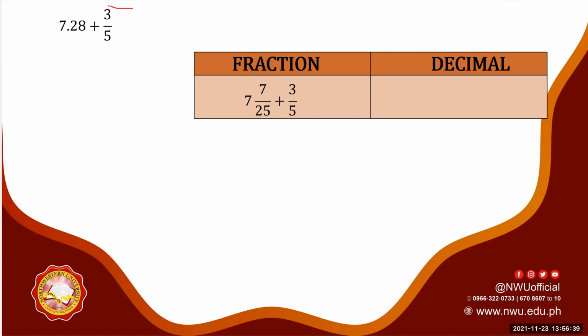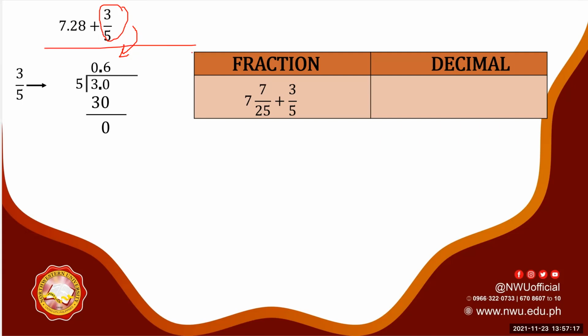That means we need to change this to be decimal. And you can do that by dividing 3 by 5. 3 divided by 5, if you will do what I was trying to do kanina, you can extend that by putting the decimal point and adding zeros. So 30 divided by 5, that's 6. 6 times 5, that's 30. And you will have a remainder 0. That means ang ating 3/5 ay equivalent sa 0.6. So if you would rewrite all of this into decimal form, that would be 7.28 plus 0.6.